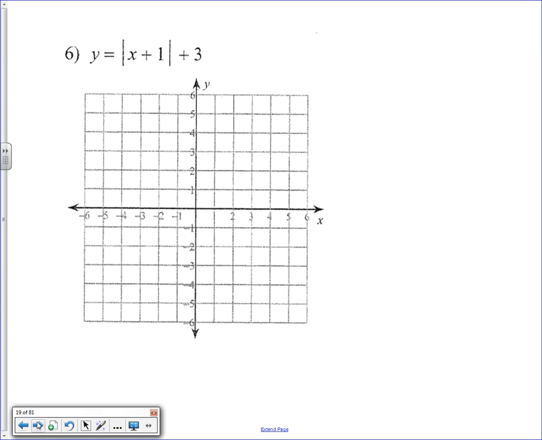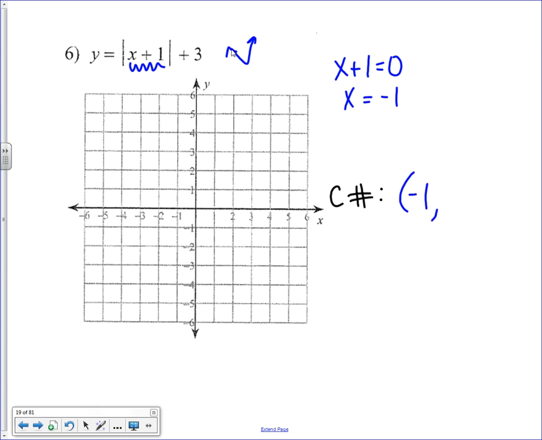First thing I want to know, is this face up or face down? It's face up. Now I need to find my critical number. What am I going to set equal to 0? So what is the x? Awesome. So for my critical number, the -1 is the x coordinate. Now I have to plug that in. What's the absolute value of 0? Then plus the 3 is 3. So my critical number is (-1, 3). That's going to be the tip of that V.